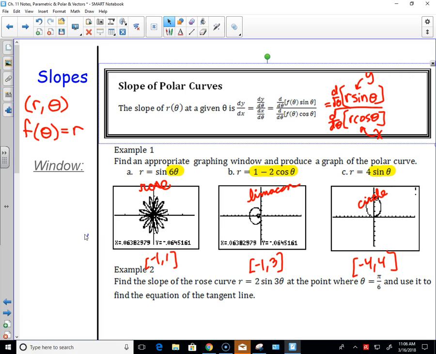The limaçon is going to be this way if it's a sine. Interesting. Over here, ooh, what kind of symmetry does it have? Pi over 2, because it's a sine curve. Are we seeing it? So the circle won't be here. That would be a cosine. The circle will be interesting.